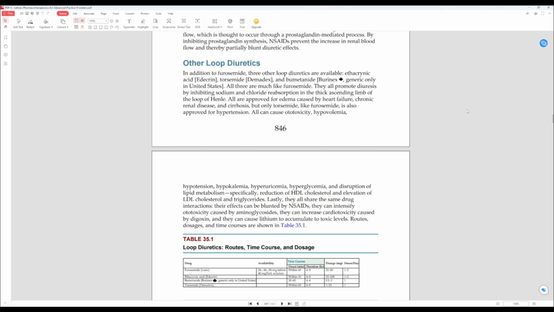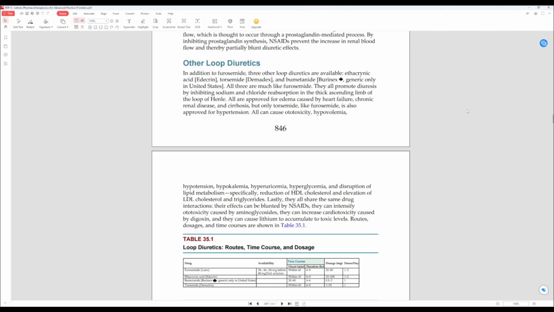So, other loop diuretics. In addition to Lasix, there are 3 loop diuretics that are currently available: ethacrynic acid, torsemide, and Bumex. All 3 are much like Lasix. They all promote diuresis by inhibiting sodium and chloride reabsorption in the thick ascending limb of the loop of Henle. All are approved for edema caused by heart failure, chronic renal disease, and cirrhosis. But only torsemide, similar to Lasix, is also approved for hypertension.